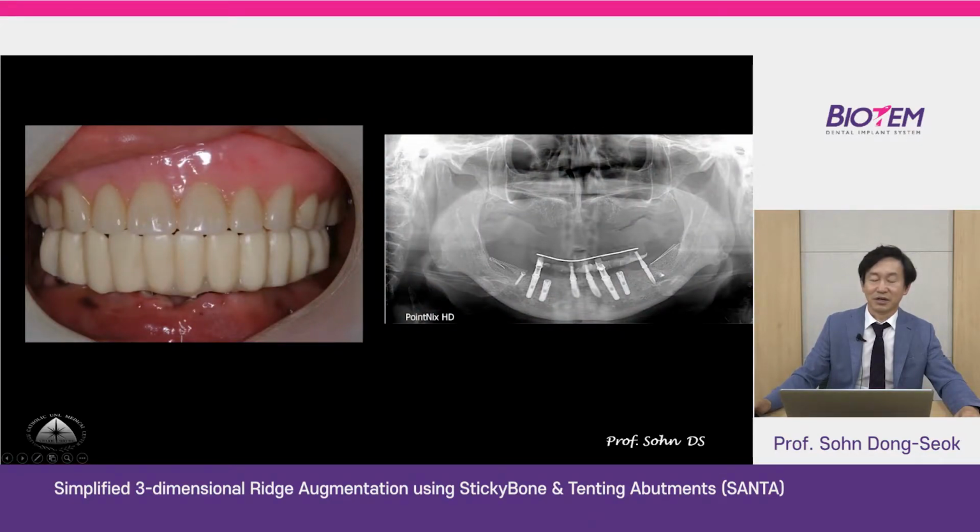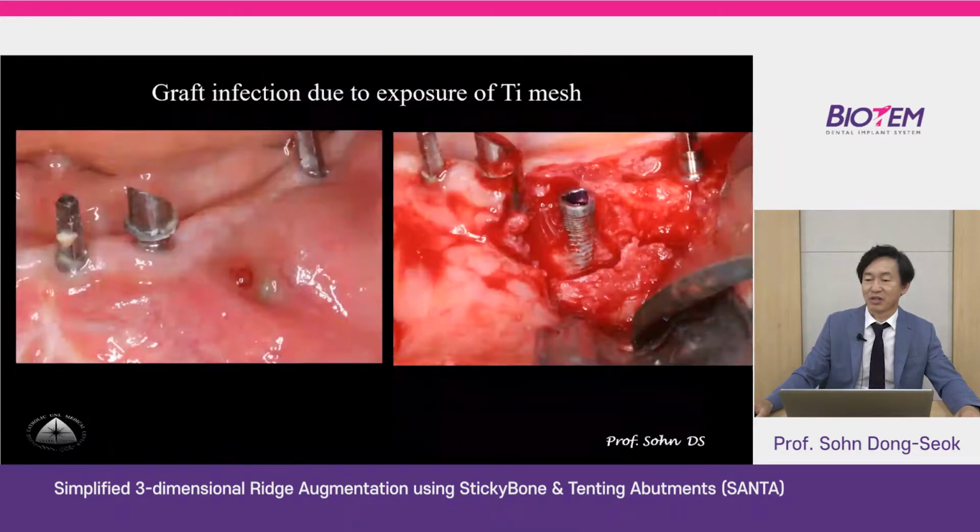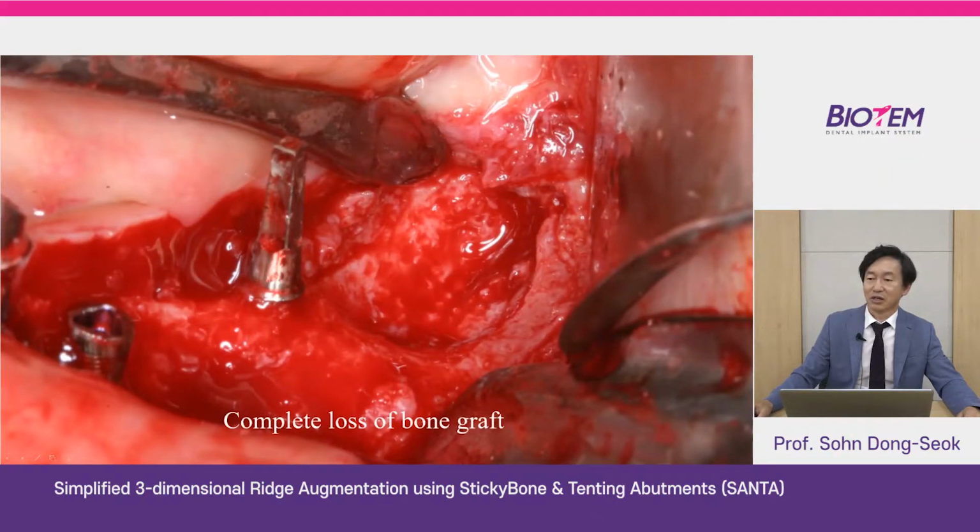This is the immediate fixed restoration using 1, 2, 3 mini implants and 2 dental implants. After 4 months of healing, you can see the exposure of titanium mesh. This is the late exposure of titanium mesh, but the augmented area was infected, so all grafting material disappeared. Take a closer look at the most posterior area on the left side. You can see the complete loss of bone graft.